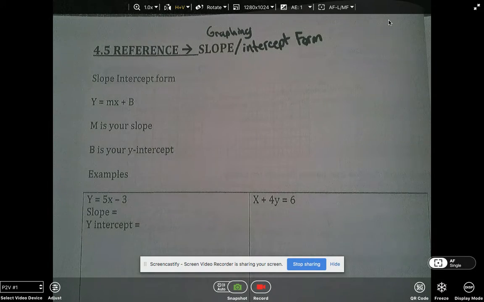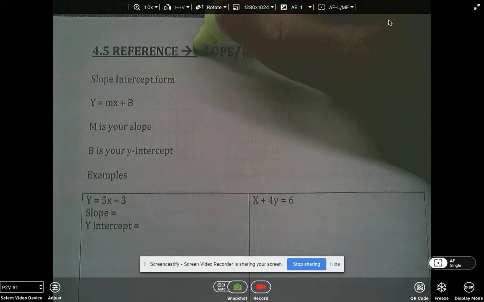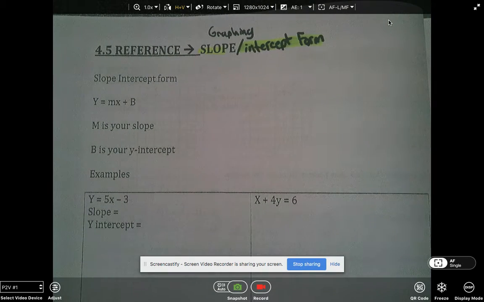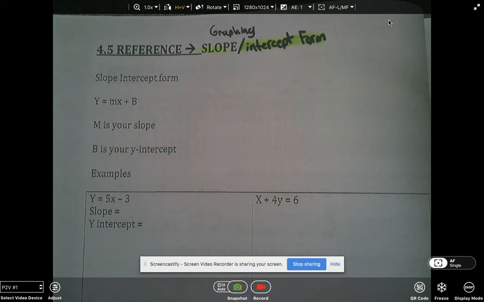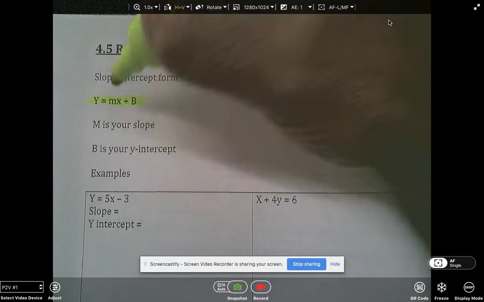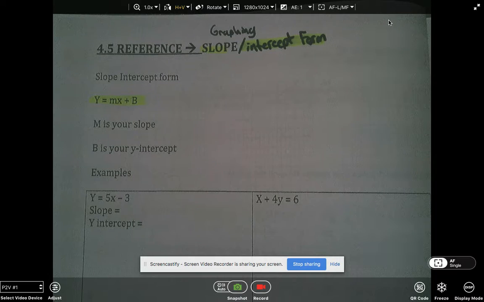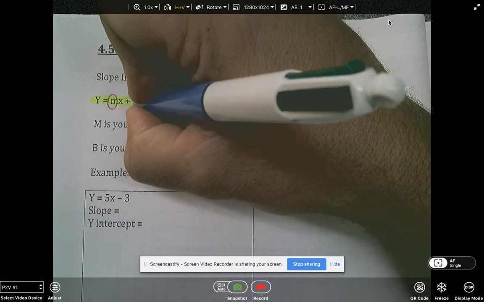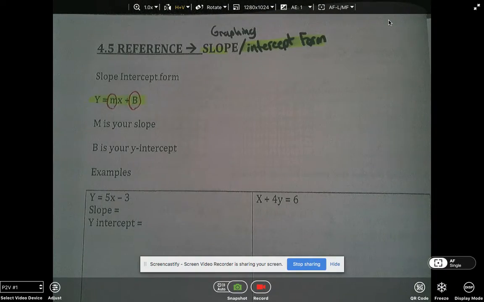Today's video, we're going to learn about graphing linear functions, using the most famous linear function form, which is slope-intercept form. Slope-intercept form is very popular in 8th grade math, which is y equals mx plus b. So really the two variables that you're focusing on when you graph using mx plus b are your m term and your b term. So let's look at b first.